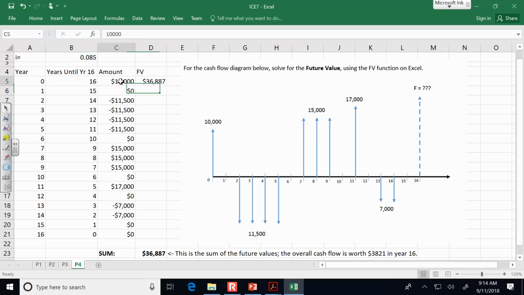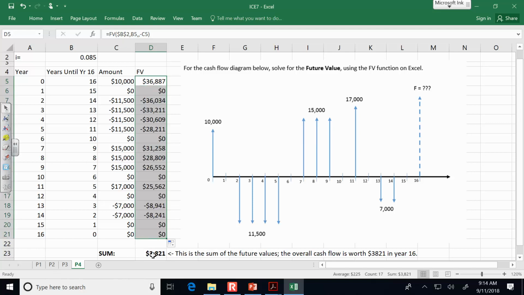So that tells you that the 10,000, if you move it 16 years in the future at 8.5%, is going to be worth 36,000 in that future year. And we apply the same formula to all of them, and it sums all of the future values. Each one of them individually has been converted into an equivalent amount in year 16, and the sum of those equivalent amounts is 3,821.